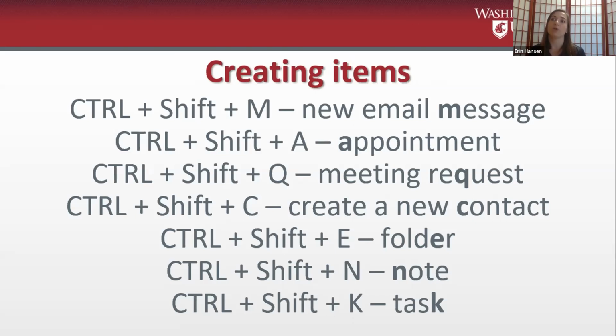So if you want to create a new message, you'll need to press Control Shift M. Control Shift A will create a new appointment. Control Shift Q opens a meeting request. Control Shift C creates a new contact. Control Shift E creates a new folder. Control Shift N creates a new note, and Control Shift K creates a new task. As you'll see, I bolded some of the letters here to help you more easily remember which letters correspond to which function. And I admit that the E in folder is a bit of a stretch, but let's just roll with it because I can't think of a better reason.